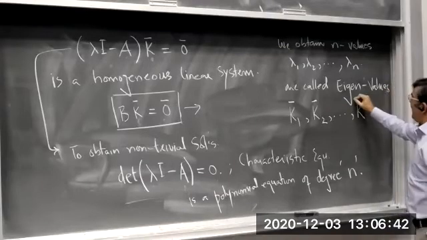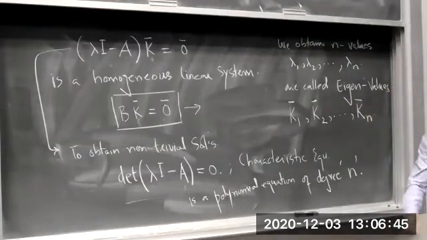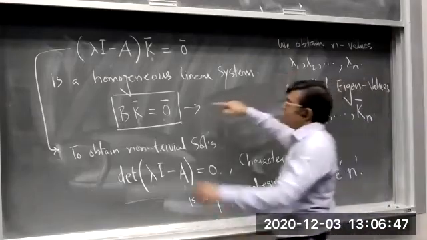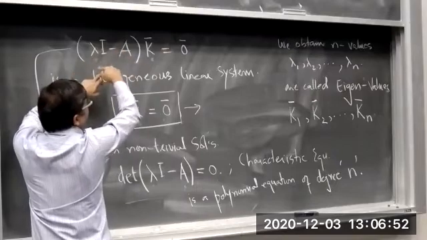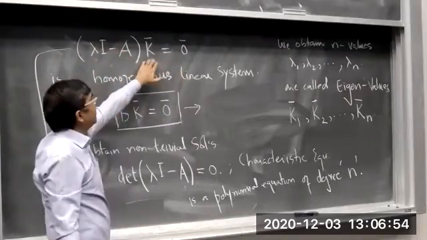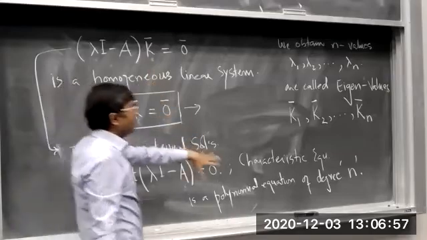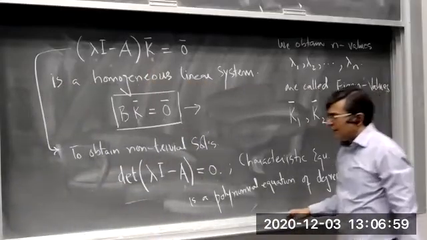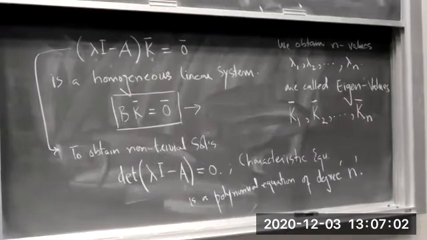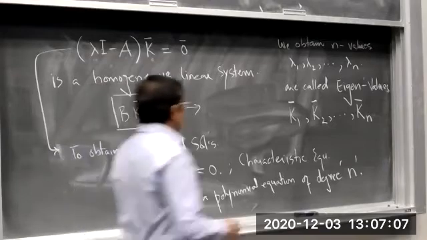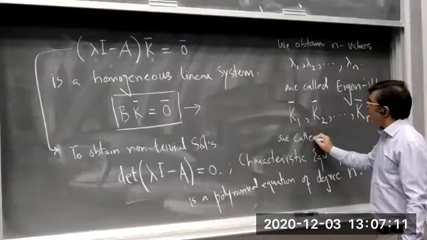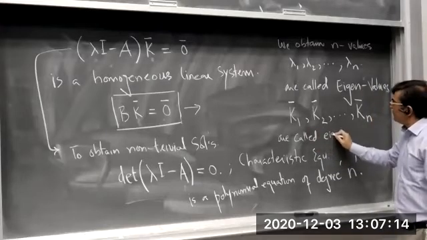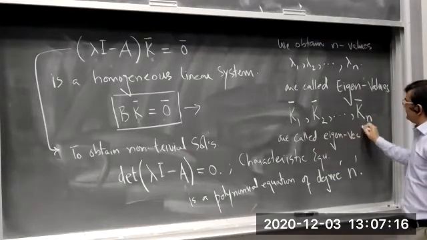And corresponding to lambda n, we can find kn vector. By putting term by term here, lambda 1, solve it, lambda 2, solve it, lambda 3, solve it, and so on, you will get respectively k1, k2, and so on, kn. And these vectors are called eigenvectors.